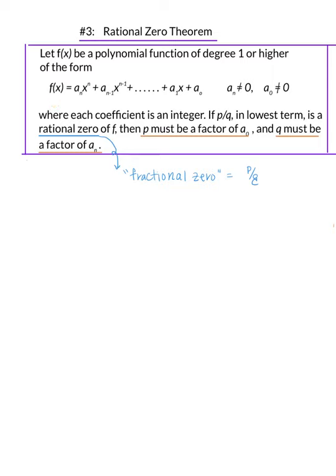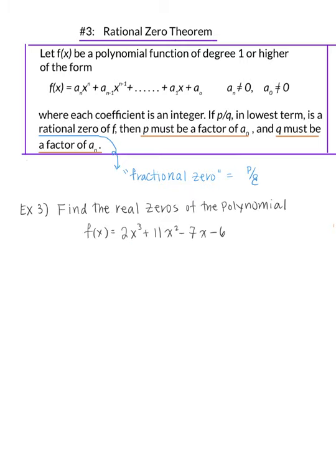Well, we're going to have to get all the factors of a sub 0 and then all the factors of a sub n. And then we're going to combine that to make all the possible P over Q's. Now, those are all the possible fractional zeros. If P over Q is a zero of f of x, then by the remainder theorem, if I plugged that P over Q in here, your resulting value should be 0. But anyways, let's do some examples.